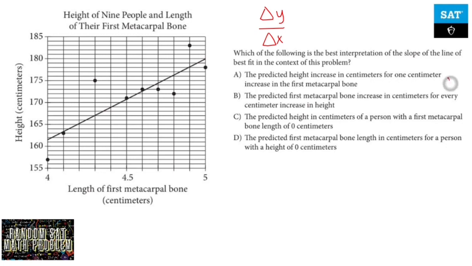I like it. Let's see what the other ones look like. The predicted first metacarpal bone increase in centimeters for every centimeter increase in height. No, I don't agree with that. That's opposite. The predicted height in centimeters of a person with a first metacarpal. Nope. And that's the same thing. Nope. It is A, because as you increase your first metacarpal bone, you increase in height, not the other way around, which B is the opposite of that. So we're going to go with A.